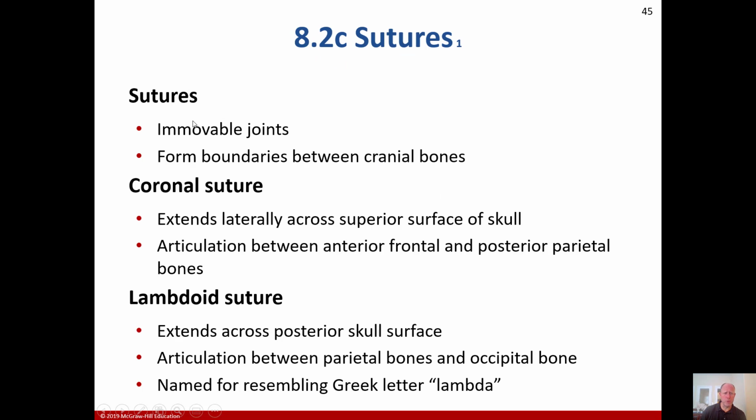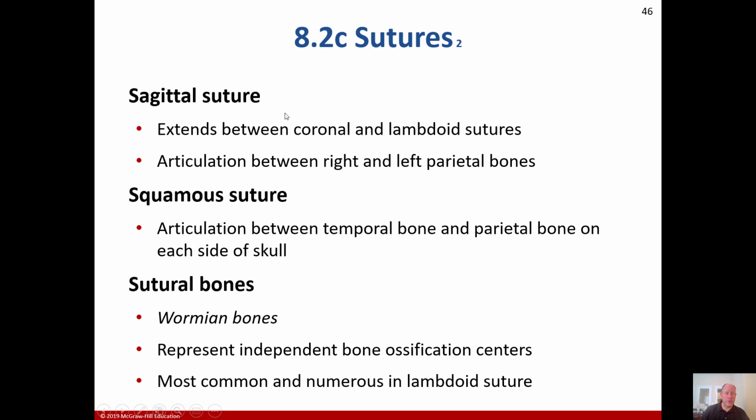Sutures are immovable joints, and they form the boundaries between the cranial bones. A coronal suture extends laterally across the superior surface of the skull, and it's an articulation between the frontal bone anteriorly and the parietal bones posteriorly. The lambdoid suture extends across the posterior skull surface, an articulation between the parietal bones and the occipital bone, and it's named for resembling the Greek letter lambda. The sagittal suture extends between the coronal and the lambdoid sutures. It's an articulation between the right and the left parietal bones.